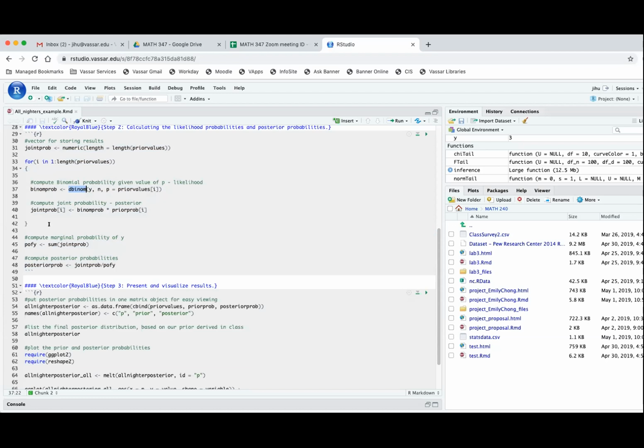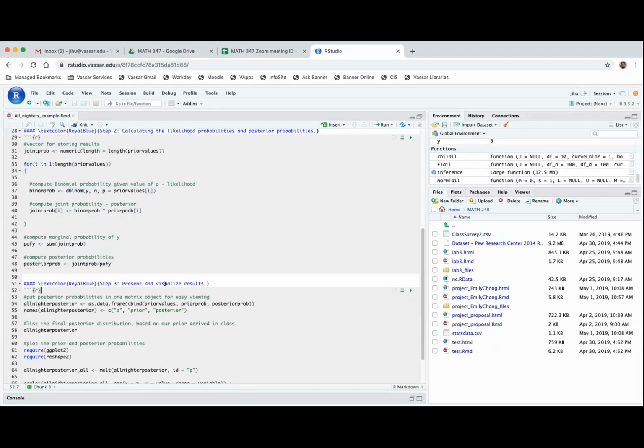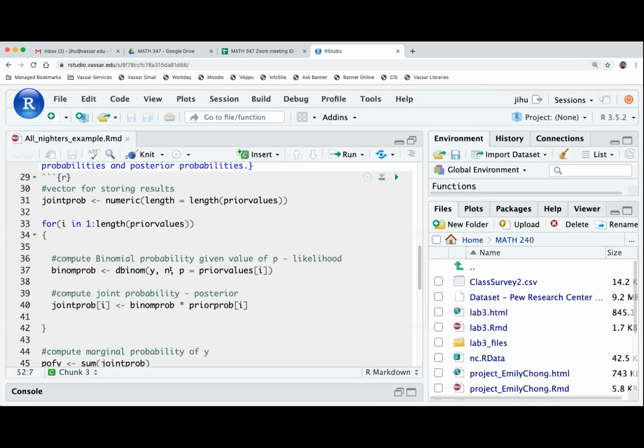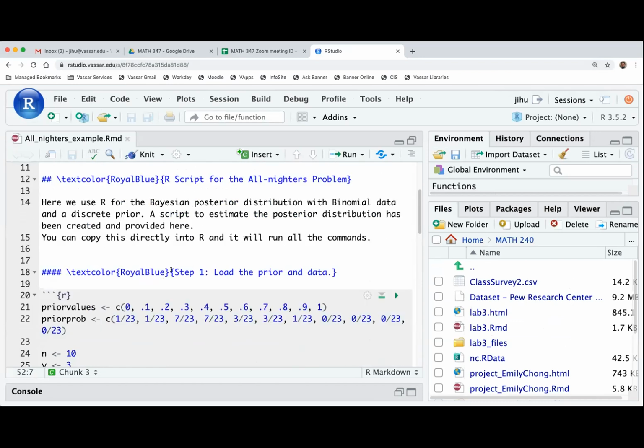Can you just increase the window size? Oh yes. How can I do that? Okay, let me see. Does this work better? Yeah. Okay, thank you. Yeah. All right.